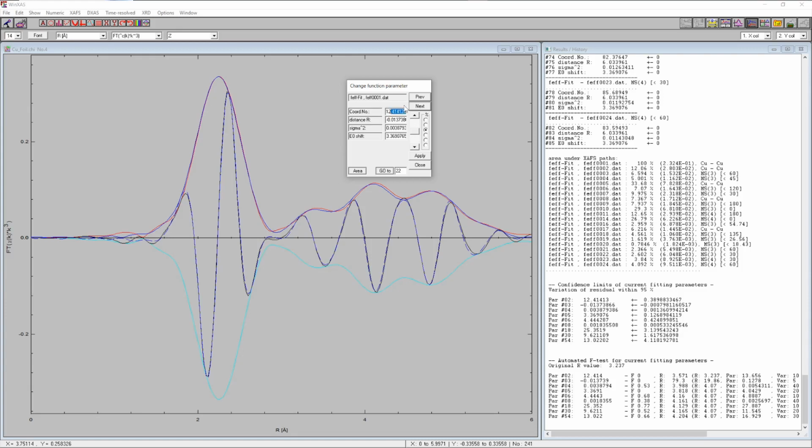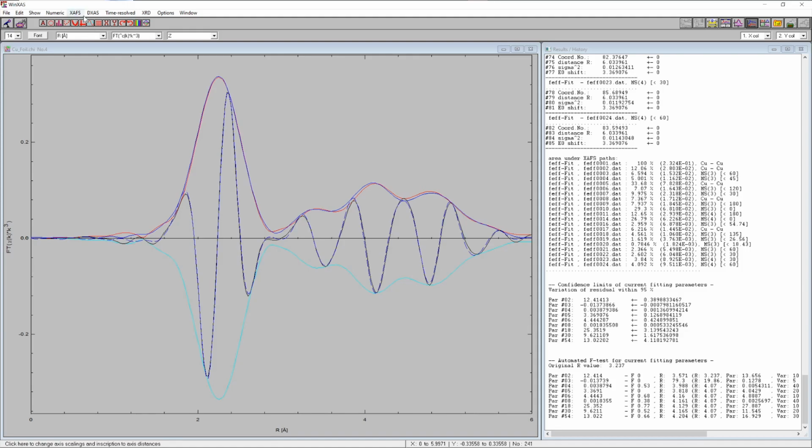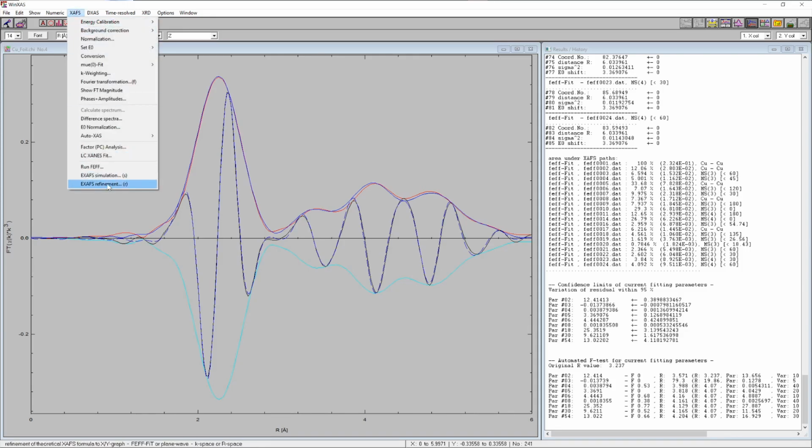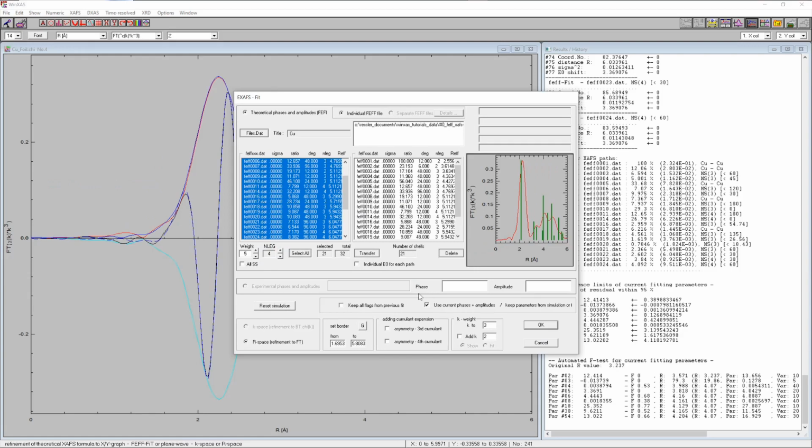So I'm just going to change this coordination number to 12, apply, and then adjust the amplitude reduction factor accordingly. So we need to increase this to about this value here, 9.4. Okay, so now we can close this and we're going to repeat the refinement. So we go to EXAFS refinement again.